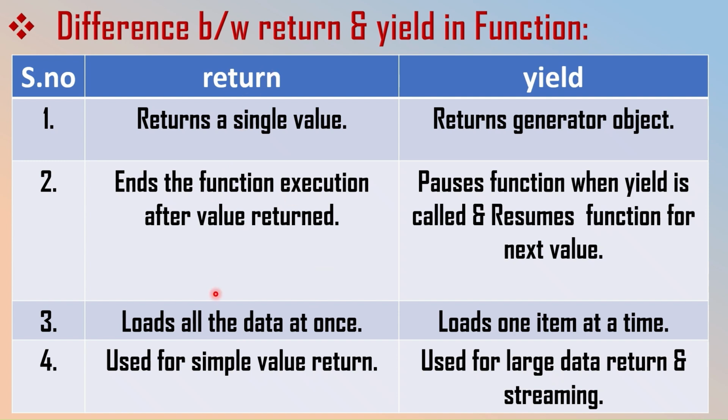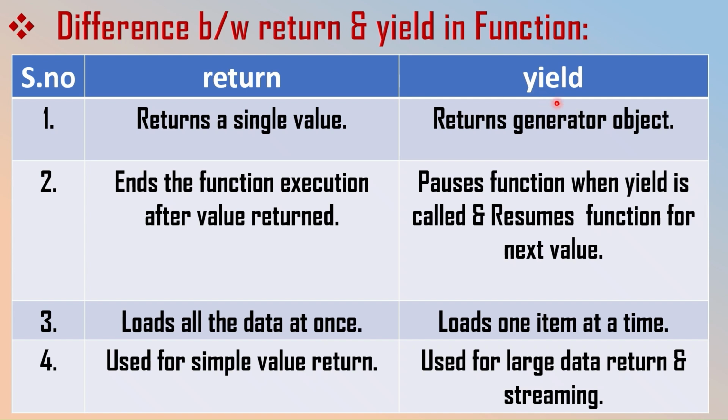The return keyword loads all the data, the entire result, at once only. But functions with yield load only one item at a time. Whenever we need to return a simple value, then we can go with the return keyword in functions. But if you want to return large data sets or stream a large set of data, then we can go for yield in functions.